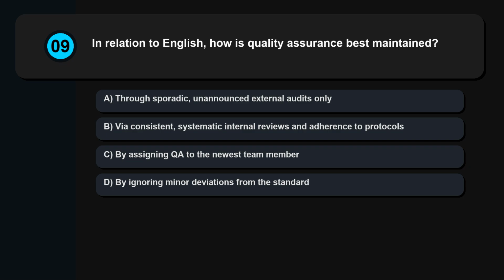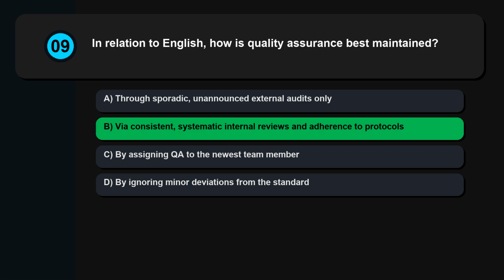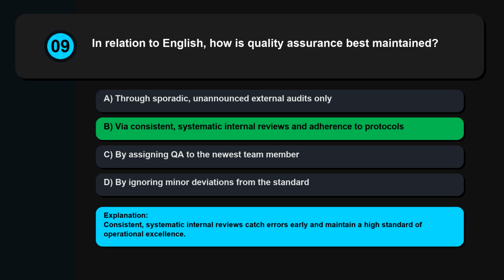Question 9. In relation to English, how is quality assurance best maintained? Through sporadic, unannounced external audits only, via consistent, systematic internal reviews and adherence to protocols, by assigning QA to the newest team member, by ignoring minor deviations from the standard. Consistent, systematic internal reviews catch errors early and maintain a high standard of operational excellence.